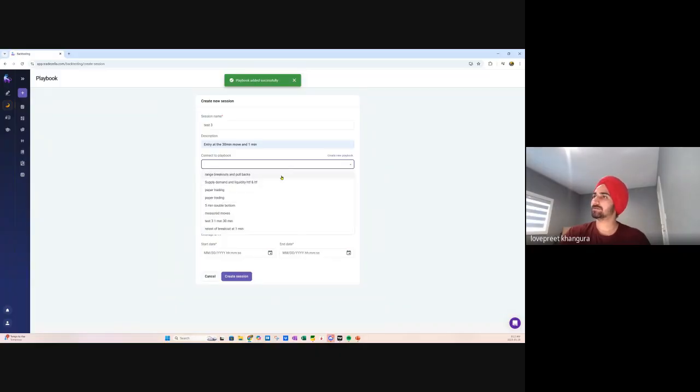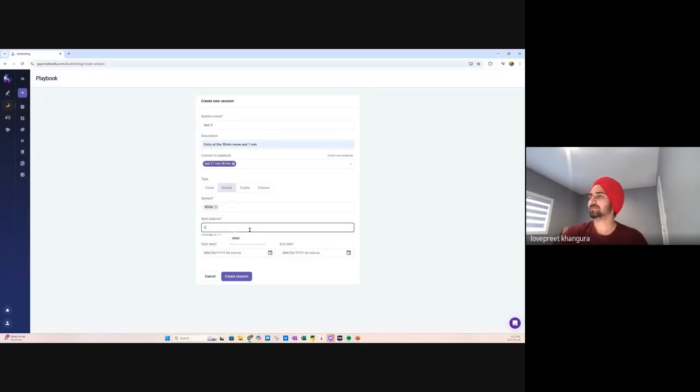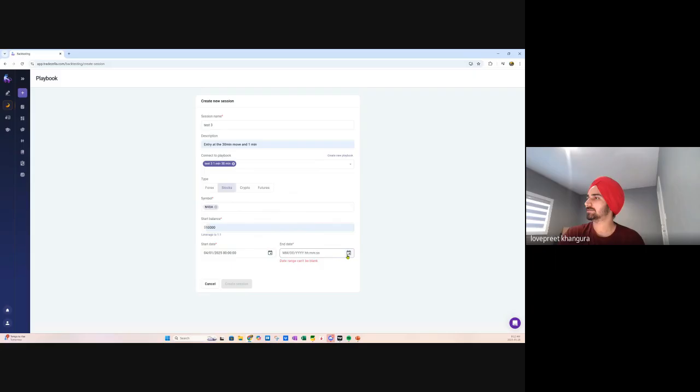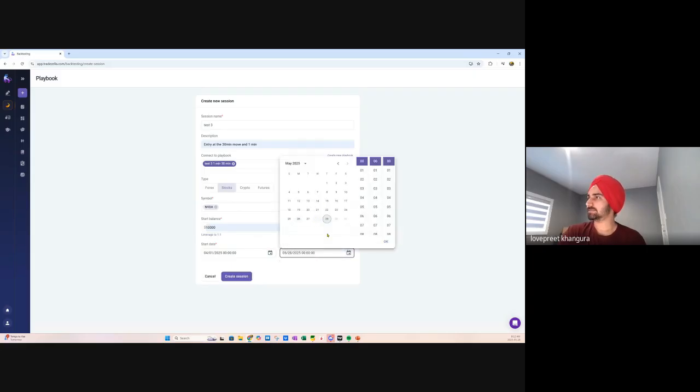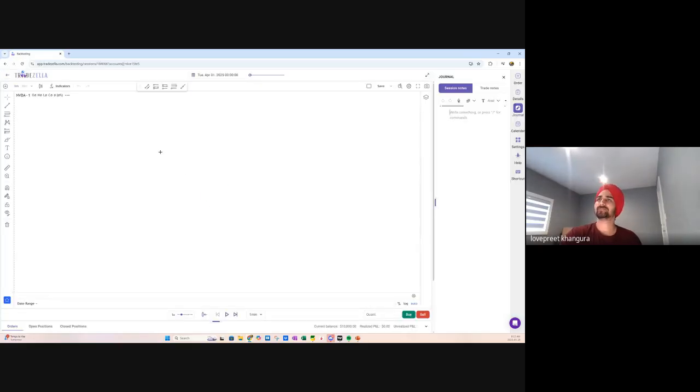Trade playbook. Connect playbook: test 3. Symbol: NVIDIA stock. 10,000. Start date is last month, right? Yep. That will do. Last month, and end date yesterday's. Okay. There we go.